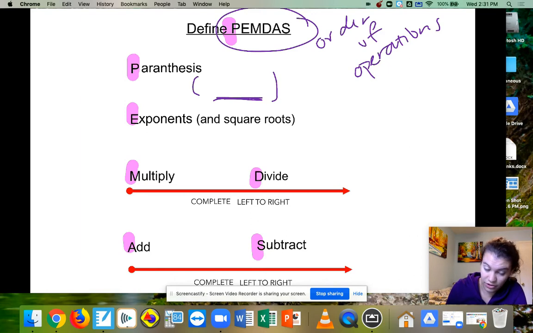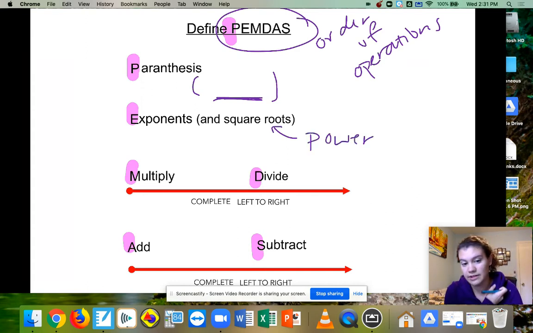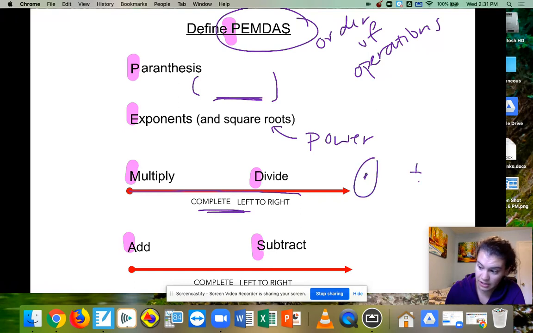After that, you're going to do whatever the exponents are. So these are your powers. So like squared, cubed, all that kind of stuff. Next, you do multiplying and dividing. These are at the same time, but you want to do left to right. So if you have multiplying here and dividing over here, you want to do this one first and then this one. And then adding and subtracting, the same idea, left to right. So whatever comes left and then go right.